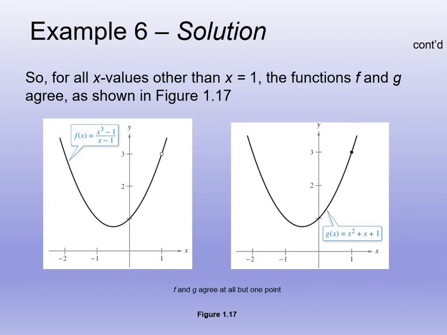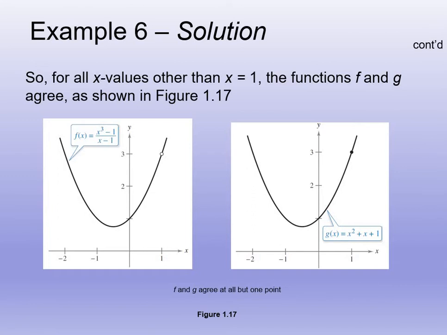Alright, so if we take a look at the two graphs, the original function is on the left. x cubed minus 1 divided by x minus 1, and it has the hole in it. Once we've factored and created g of x, which is x squared plus x plus 1, it's the same identical graph without the hole.